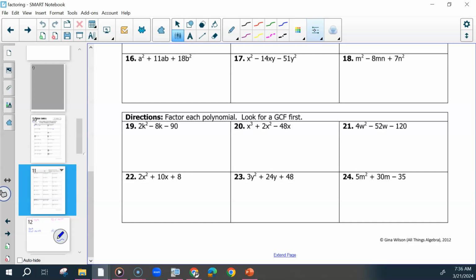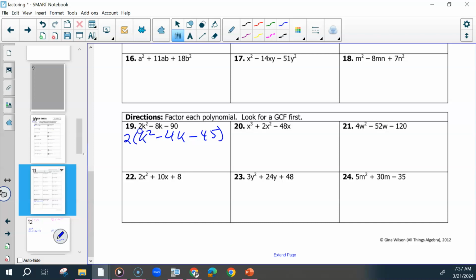So starting with number 19, because we haven't talked about how to do this any other way, if we were doing A equals 1, but now A doesn't equal 1, this may have a GCF, and whatever this is probably that GCF. So I could divide each of these by 2. What would be left? A squared minus 4k minus 45. Then on the inside, you can do what we were doing yesterday.